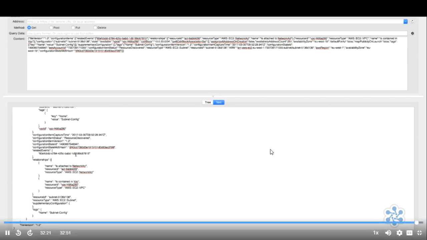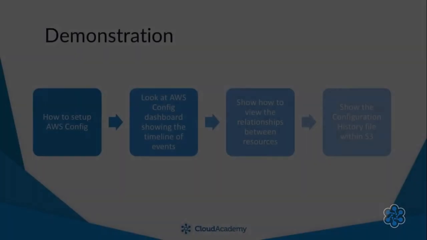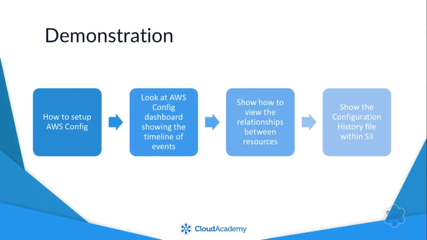That brings us to the end of this demo. So we looked at how to set up AWS Config for a region. We then looked at the details of a specific resource type. We looked at the VPC and how the timeline of events works. We looked at a couple of changes and also the CloudTrail event logs as well. And then finally, we looked at one of the configuration history files as a JSON document. That brings us to the end of this lecture. Coming up next, we will look at how AWS Config integrates with other AWS services in a bit more detail.